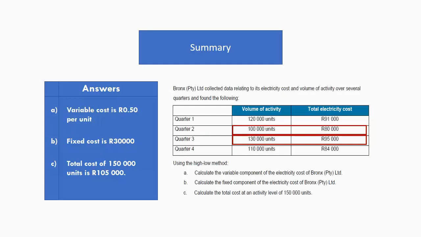You have reached the end of this tutorial. Please remember, you need at least 2 levels of activity and the associated total cost to use the high-low method to analyze the cost. And as in the name, you need the highest and lowest level of activity and the associated costs. Once you have identified these two, you can then apply the formula to break the mixed cost into its variable and fixed components.